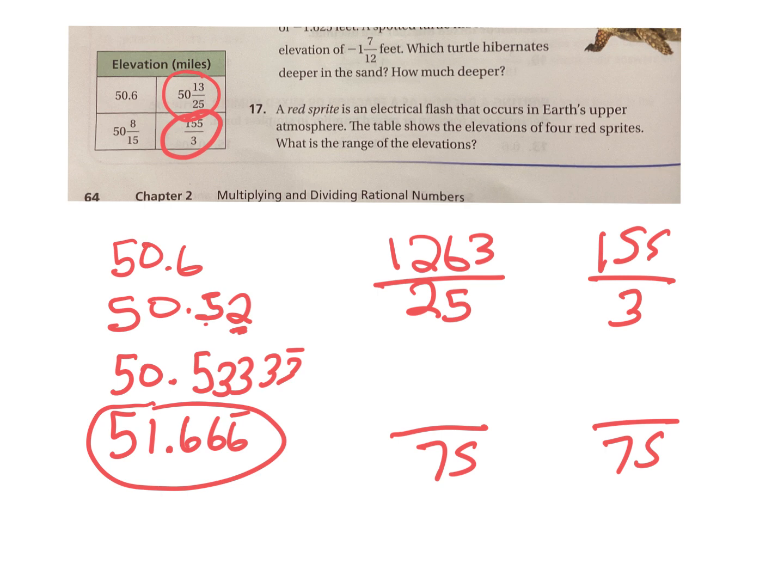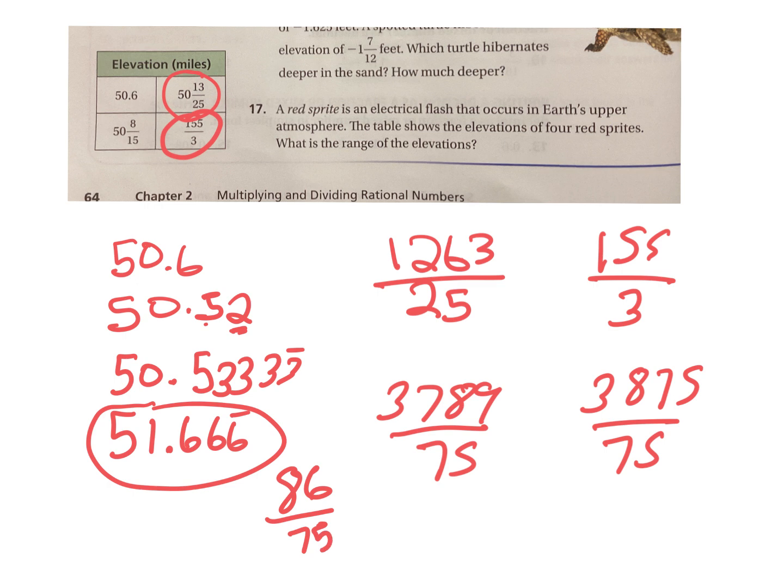So 1,263 times 3 equals 3,789. And I have 3 times 25, so it'd be 155 times 25 equals 3,875. Now I just have to find the difference between these two. And so I take the larger one, 3,875 minus 3,789 gets me 86 over 75.